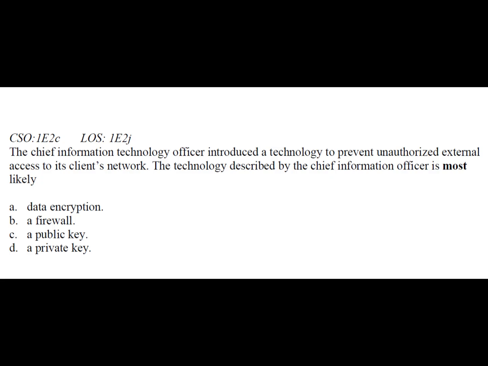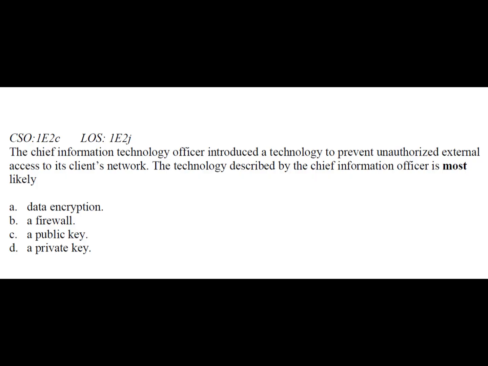A firewall is designed to monitor and filter incoming and outgoing network traffic according to predefined security rules, preventing unauthorized users from entering the internal network. By contrast, encryption and public/private keys protect the confidentiality and integrity of data but do not directly block unauthorized network connections. The key phrase in the question is "prevent unauthorized external access to the network," which points to a network perimeter security device rather than a cryptographic technique.